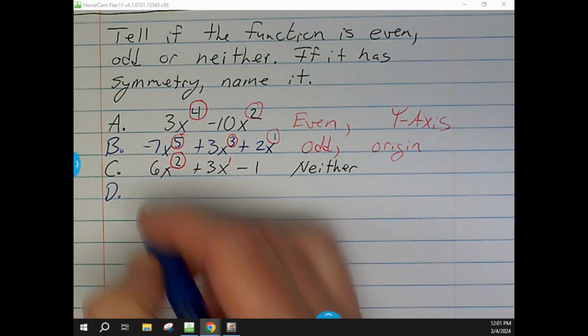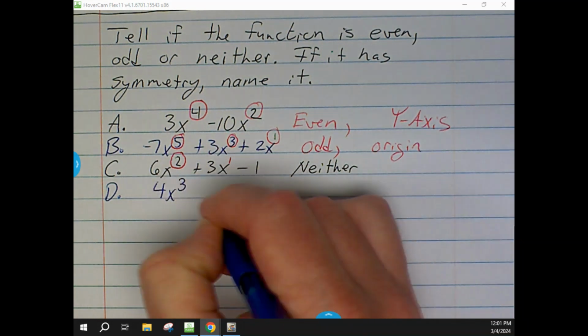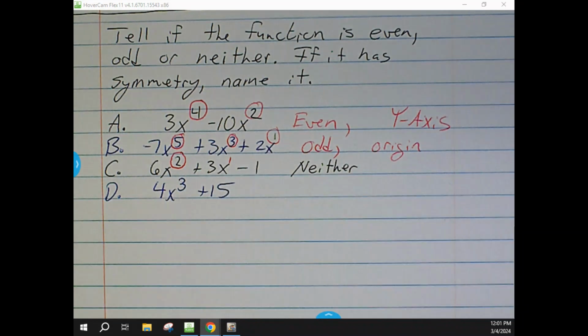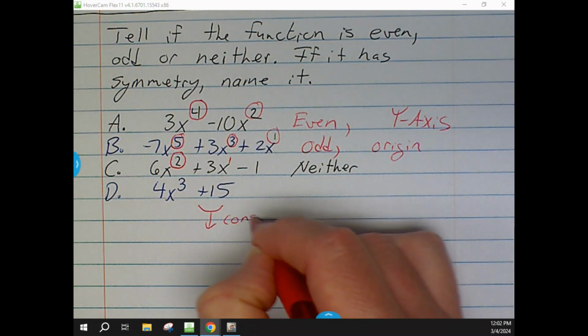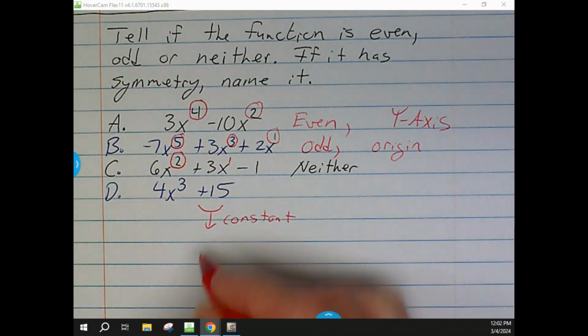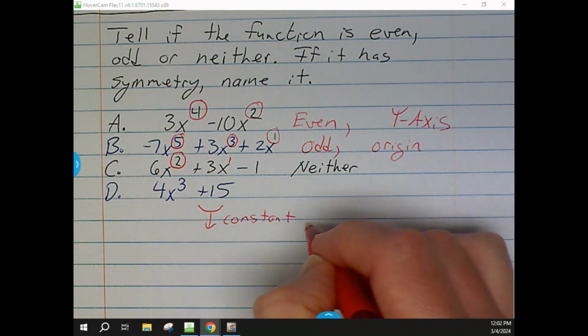All right, and then the last one. We got 4x to the third plus 15. Okay, because most times people look at this and go, oh, I got x to the third, there's no other x's, so it's going to be odd. Well, here's the trick question on that one. If you've got a constant like this where you've got the 15, if that's just a constant where there's no x's with it, that means that basically is x to the 0 power.